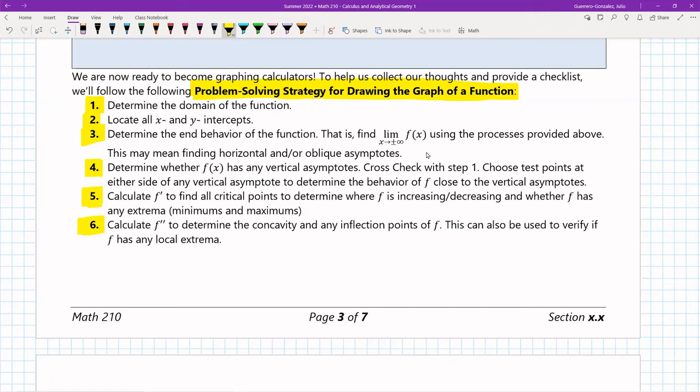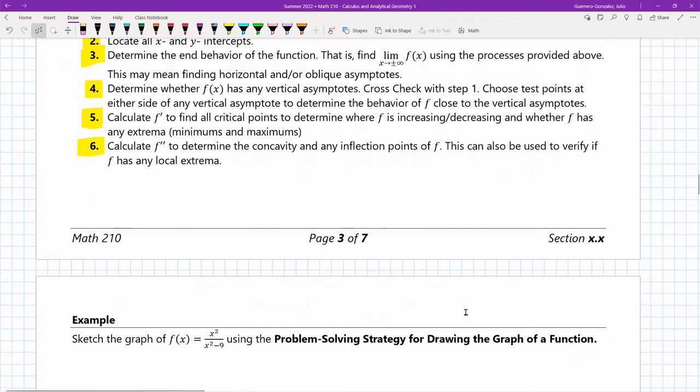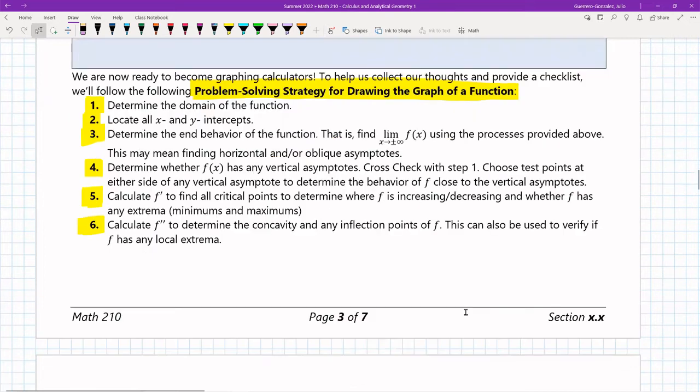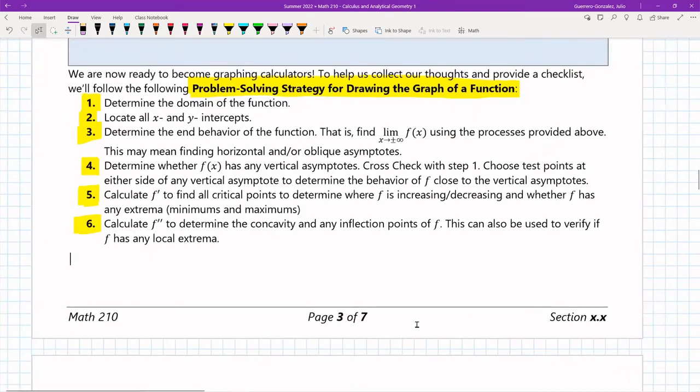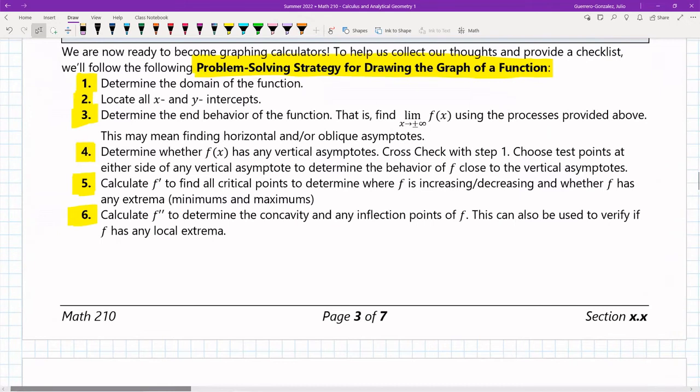All right, so this example has an entire page blank for it, and a graph at the end. So this is going to be pretty long. But we're going to follow this problem-solving strategy to actually graph this out. Let me zoom in a little bit and make this flush in the middle. Okay, there we go.